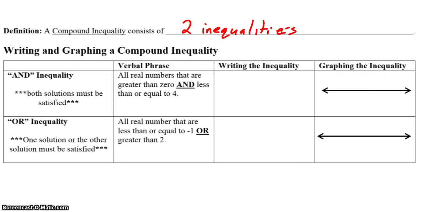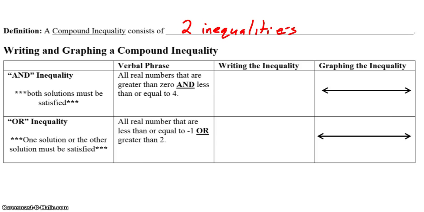Now, there's two types of inequalities. There's the and inequality and the or inequality. An and inequality means both solutions must be satisfied, or both must be true. Or means that one or the other, so just one needs to be satisfied. So, an example is all real numbers that are greater than 0 and less than or equal to 4.